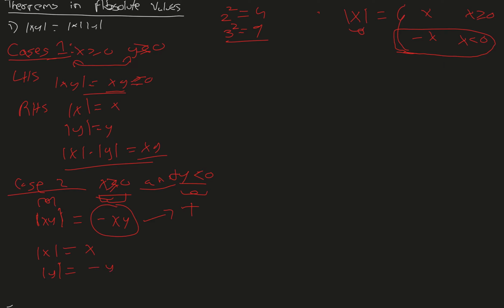Now negative y is also positive, and multiplying both of them together, you get negative xy. You get the left hand side is equal to the right hand side, and we're done with case 2.